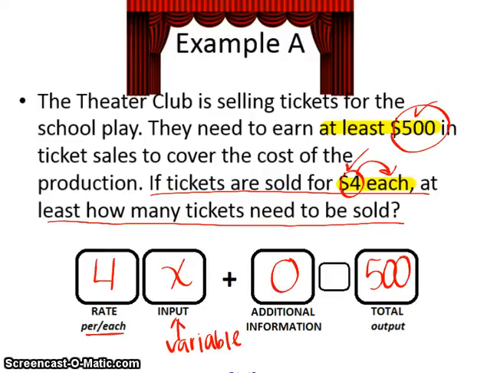So now I look at the words at least right here. At least tells me that that's the minimum that I can earn. I can earn more than that, but I need to at least earn 500, so I need an equal sign. So I can earn more, so I have a greater than or equal to sign. But now we have to solve it.